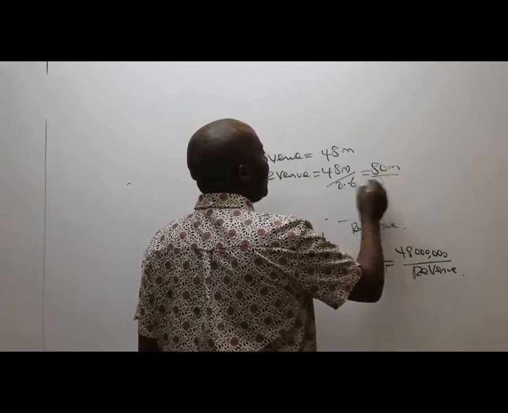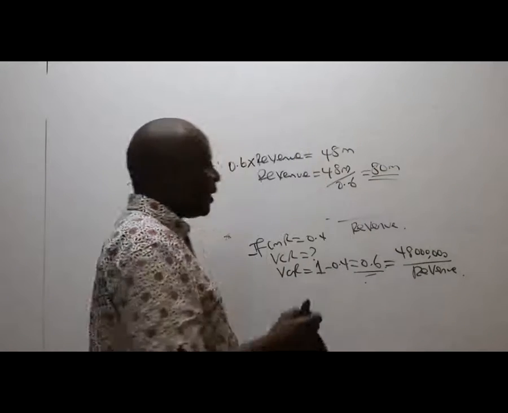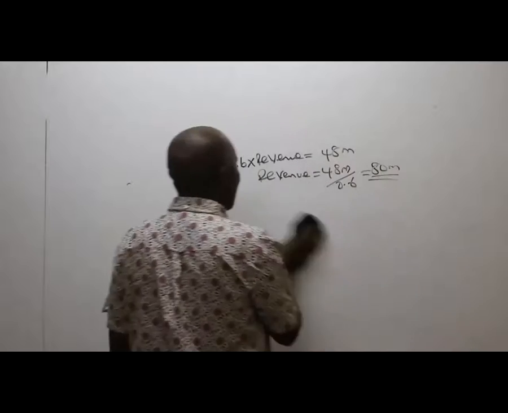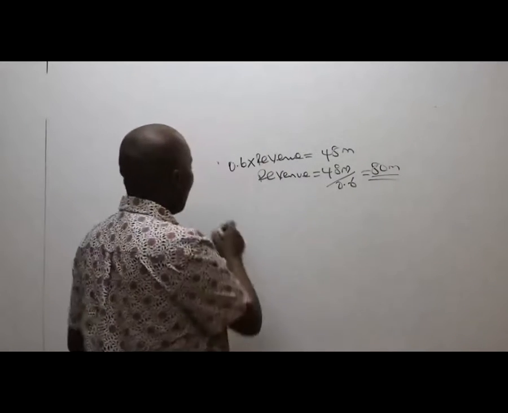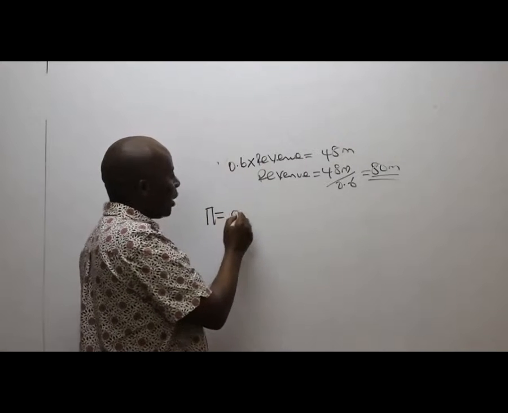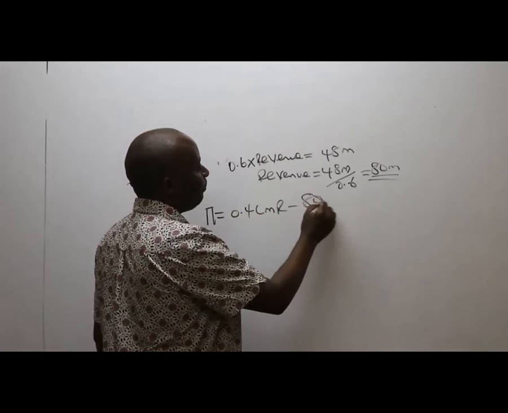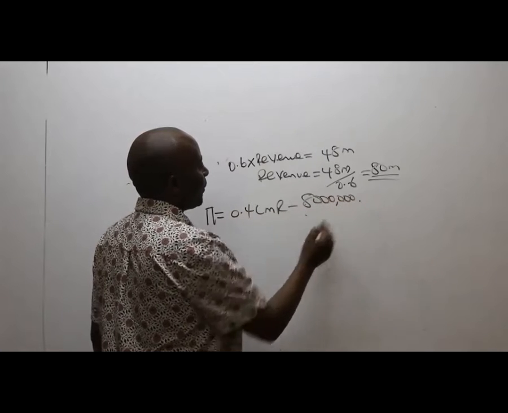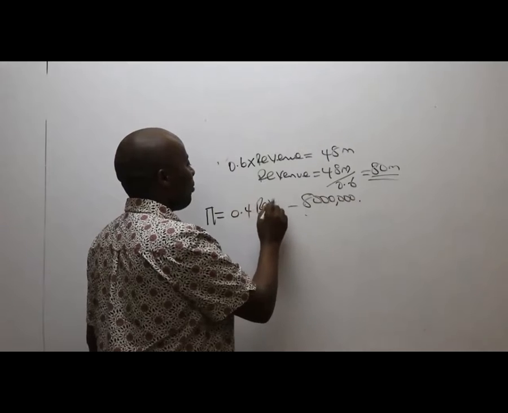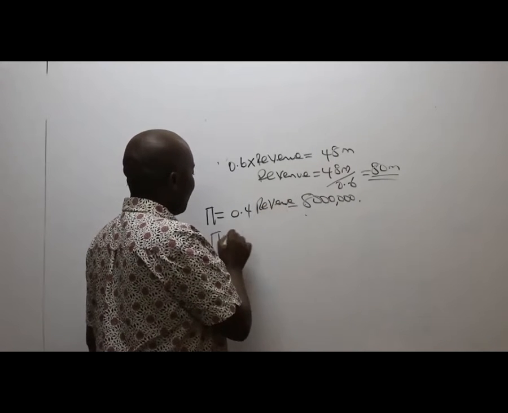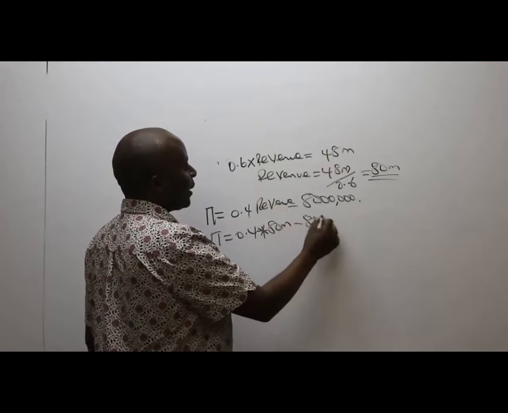Now, having gotten this 80 million, I will very comfortably ascertain the profit value. Remember my profit equation is 0.4 revenue minus fixed cost of 8 million. Now I have the revenue, so it'll be 0.4 times revenue of 80 million minus 8 million.